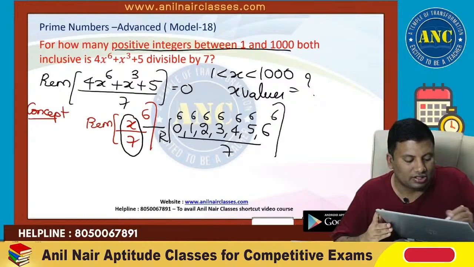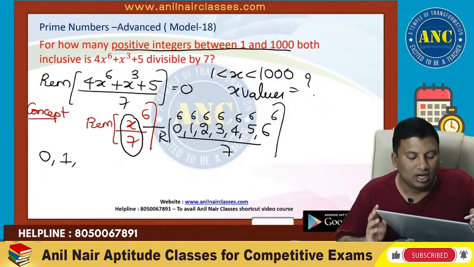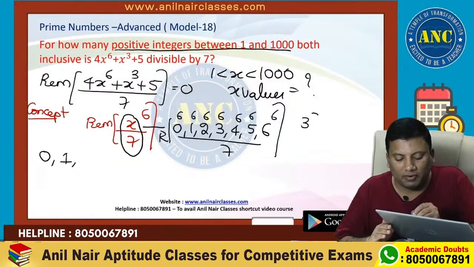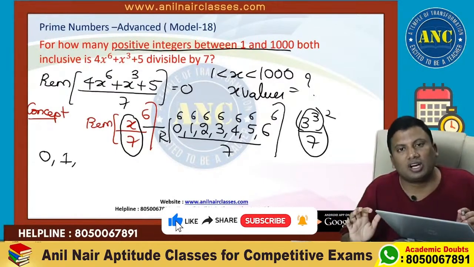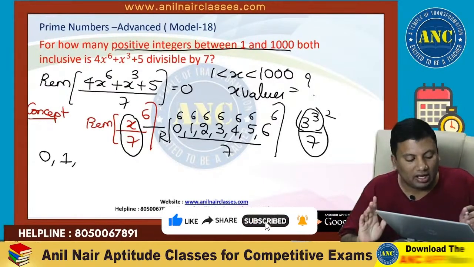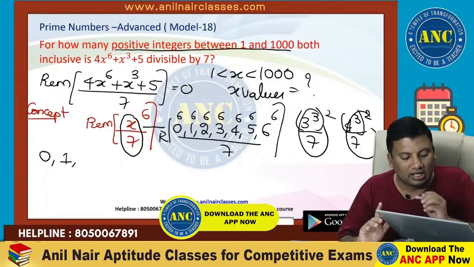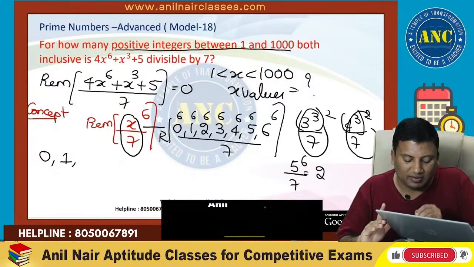So when you do 0 by 7, it is 0. 1 by 7, it is 1. 2 power 6 is 64. 64 by 7 gives remainder 1. 3 power 6, that is 3 cube whole square, divided by 7. 27 by 7, 7 fours are 28, so minus 1. Minus 1 square is 1. 4 power 6, 4 cube whole square, divided by 7, is also 1. 5 power 6 divided by 7: 5 by 7 is minus 2.